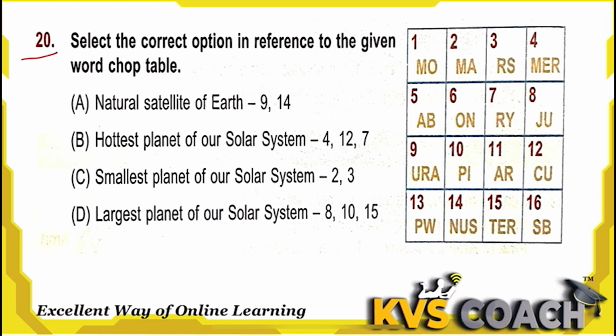Question 20 is, select the correct option in reference to the given word chop table. The natural satellite of Earth is 9 and 14. 9 is Ura and 14 is Uranus. No, this is absolutely wrong. Jupiter is the largest planet of our solar system, and no, because the moon is the natural satellite of Earth, not Uranus. This is incorrect. Hottest planet of our solar system, 4, 12, 7.